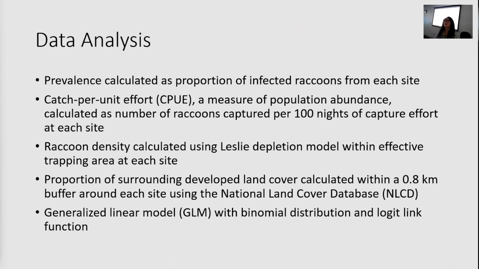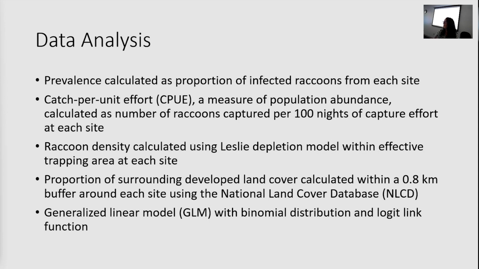For my analysis, I first calculated prevalence as the proportion of infected raccoons from each site. And then for my raccoon abundance covariate, I calculated catch per unit effort, or CPUE, as the number of raccoons captured per 100 nights of capture effort at each site. I then calculated raccoon density using the Leslie depletion model, which basically estimates the size of an exploited population within an effective trapping site area at each site.